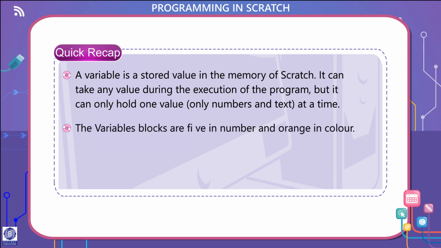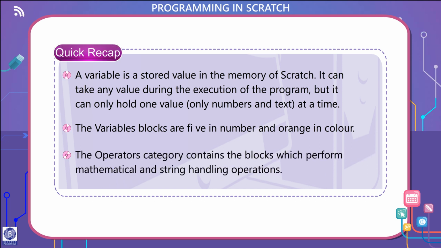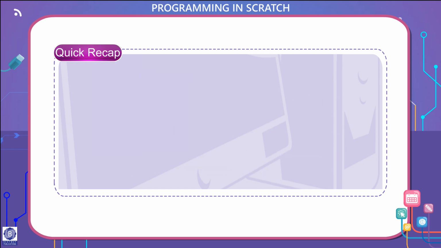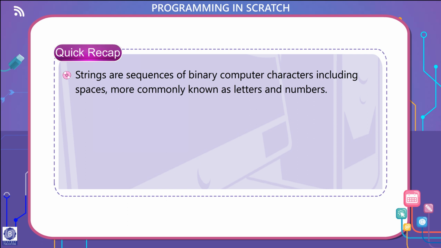The variable blocks are 5 in number and orange in color. The operators category contains the blocks which perform mathematical and string handling operations. Strings are sequences of binary computer characters, including spaces, more commonly known as letters and numbers.